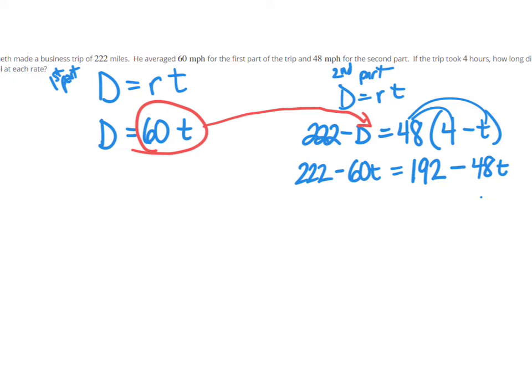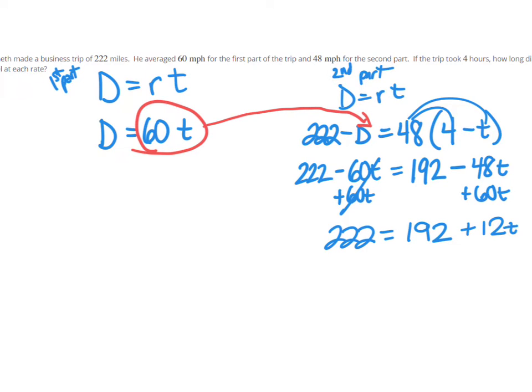I'm going to get the T's together on the same side, so I'm going to add this 60T over here. So I have 222 equals 192, and a positive 60 with a negative 48 is going to get me a positive 12T. And since I moved my T's to the right, I'm going to take my numbers to the left so I can get them on the other side. That ends up being 30 equals 12T, and then divide by 12.